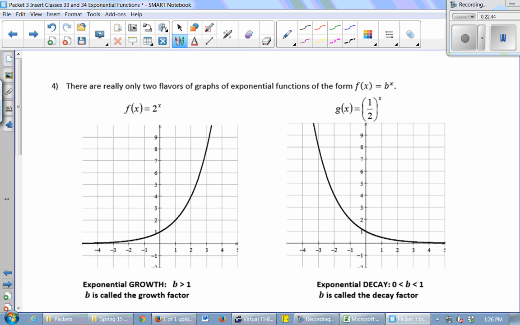Okay, so the graph of exponential functions come in 2 flavors, growth and decay. So this is a picture of 2 to the x, and it's got that same curved appearance that we predicted when we were looking at the salary example.